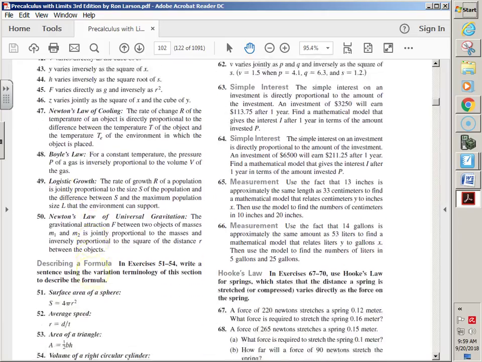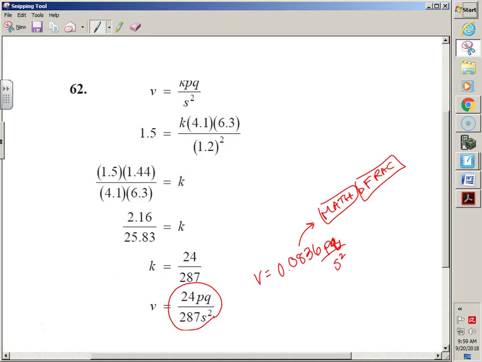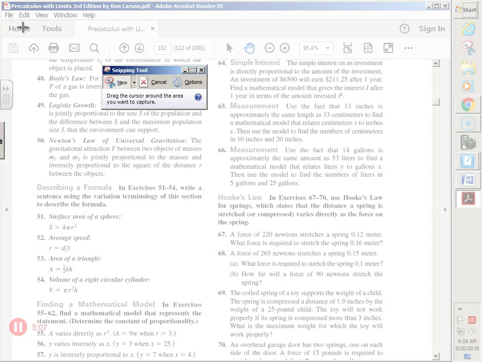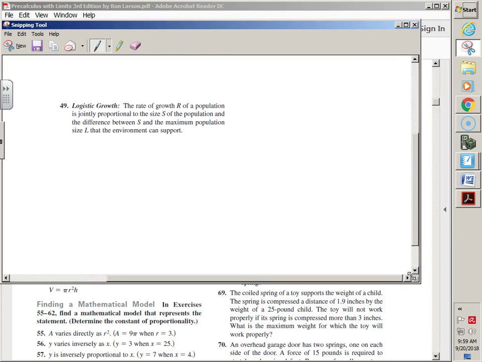Number 49, logistic growth. Ooh, this is good. We'll talk about him some other day in another chapter. Logistic growth is a really practical thing dealing with like disease, dealing with like population growth and decay, and anyway, let's come back. Logistic growth, the rate of growth R of a population is, what are our key words, guys?